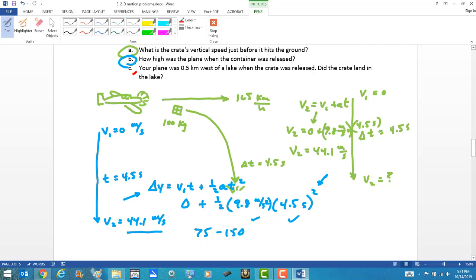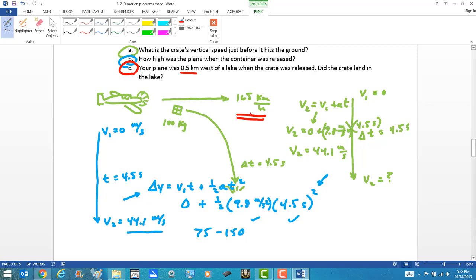Part C, did the crate end up in the lake? Apparently, there was a lake 1/2 kilometer west of the plane when you pushed it out the door. So for this, we're switching back to the x-axis now, and we're ignoring the y-axis. You know the x component of the crate's velocity, it's given right here, 165 kilometers per hour, and we're ignoring wind resistance. So the x component of the crate's velocity all the way down to the ground, or to the lake, is going to remain at 165 kilometers per hour.